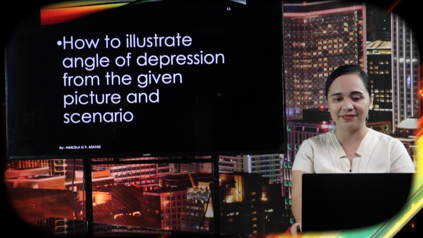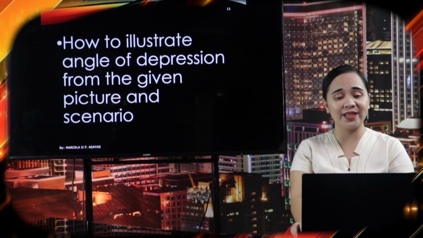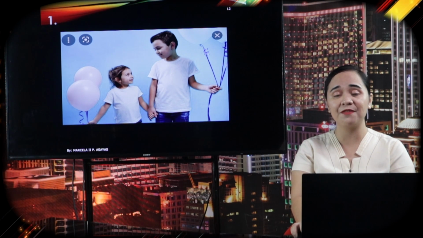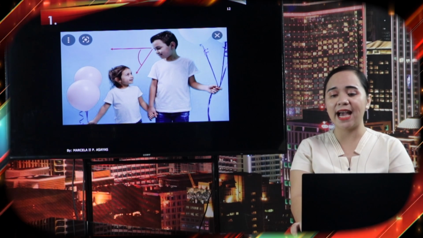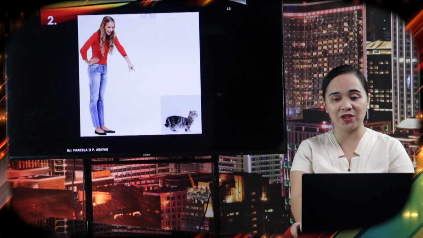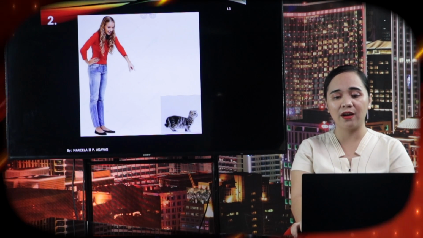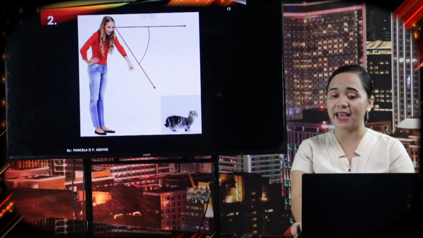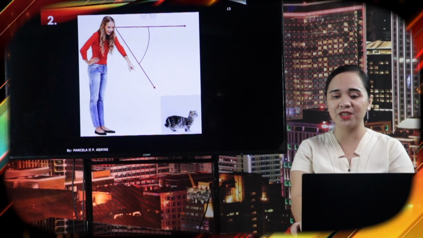To deepen your understanding of angle of depression, let's have this activity. How to illustrate angle of depression from the given picture and scenario. First illustration: siblings Cassie and Mavi are looking at each other in a family picture. Mavi looks down to his sister Cassie. So the angle being formed from the eye level of Mavi to Cassie, his line of sight, is an angle of depression. Second illustration: Amari saw her cat on the floor. The angle being formed from the horizontal eye level of Amari to the line of sight, her cat on the floor, is an angle of depression.